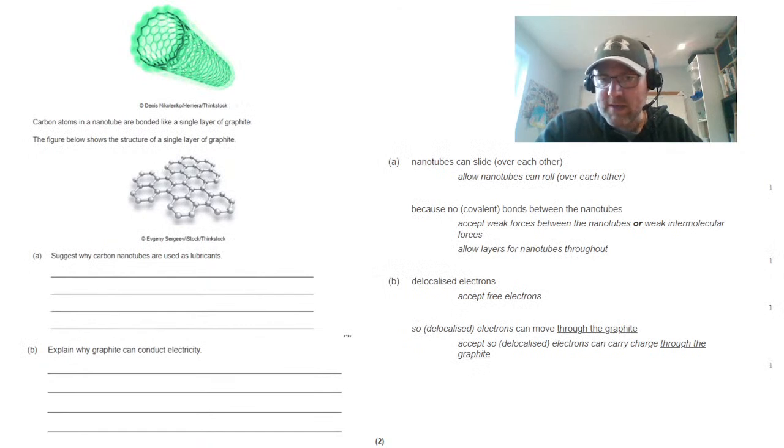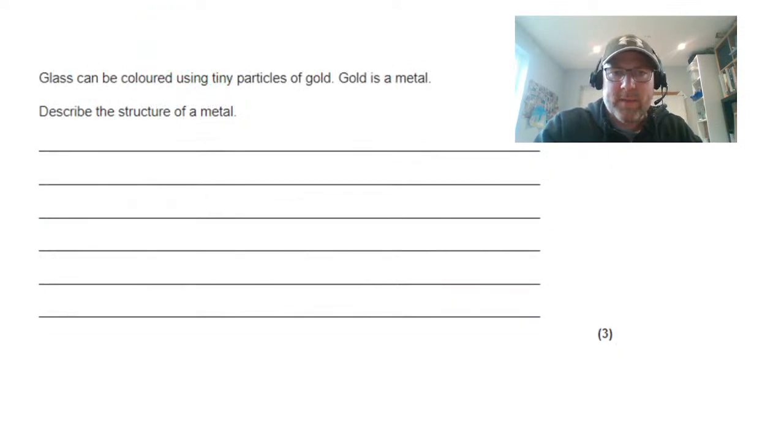So you see here, delocalized electrons, except free electrons. Not as good an answer, but it'll get you the marks. So electrons can move through the graphite, so they can carry charge. I always just go with carry charge. Right.